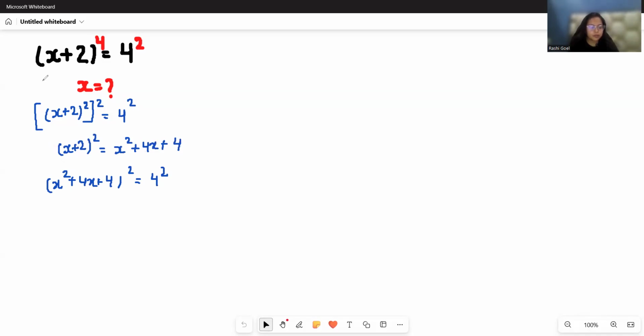Now take the 4^2 to this side. So (x^2 + 4x + 4)^2 minus 4^2 equals 0. So I am going to use the identity, that is a^2 minus b^2 equal (a plus b) times (a minus b).